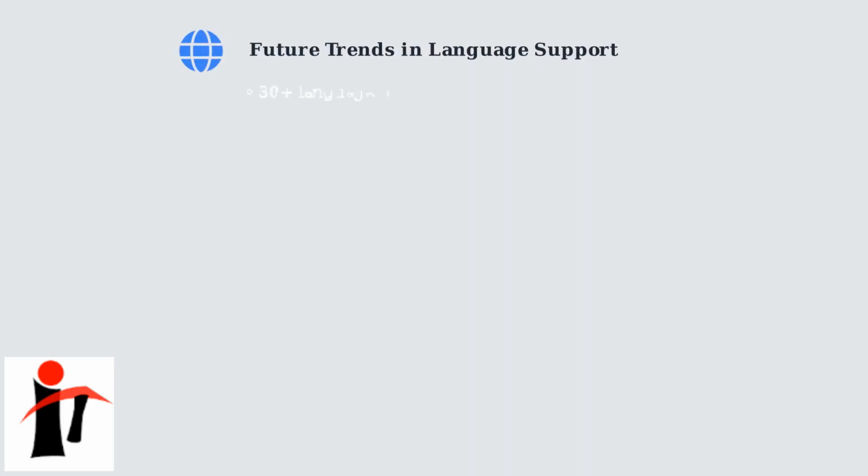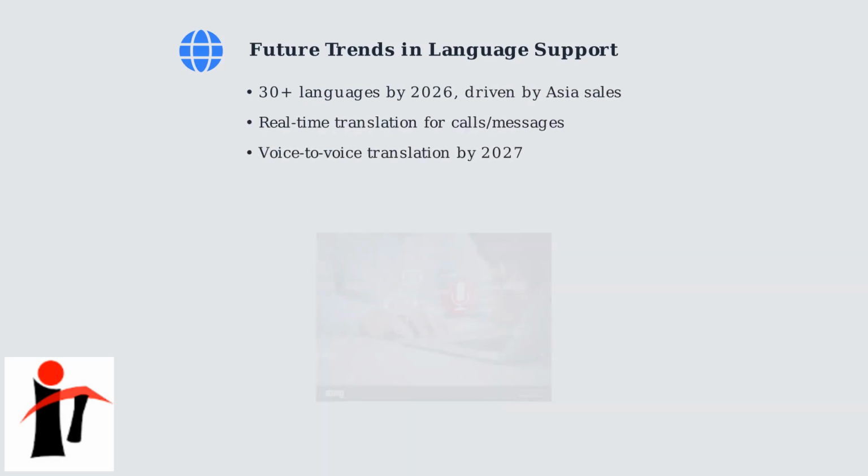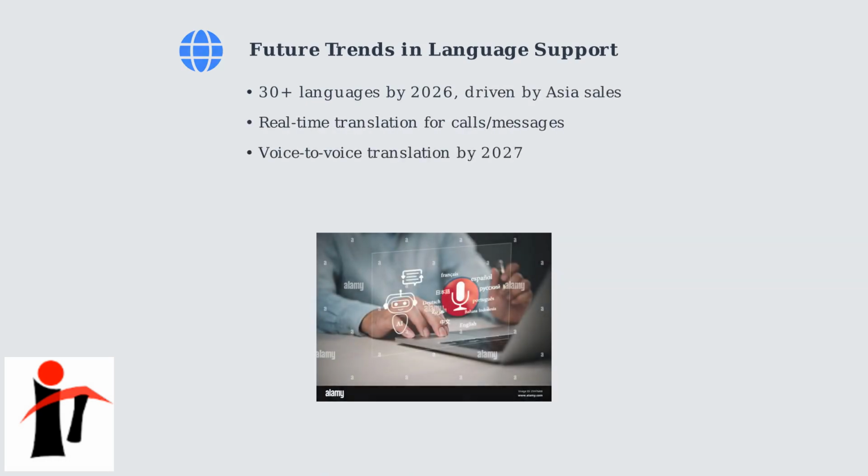Tesla is rapidly expanding its language support, with plans for over 30 languages by 2026, largely driven by growing sales in Asia. Future updates may bring real-time translation features for incoming calls and messages, making communication seamless across languages. By 2027, experts predict voice-to-voice translation capabilities for passenger interactions, leveraging Tesla's advanced AI.